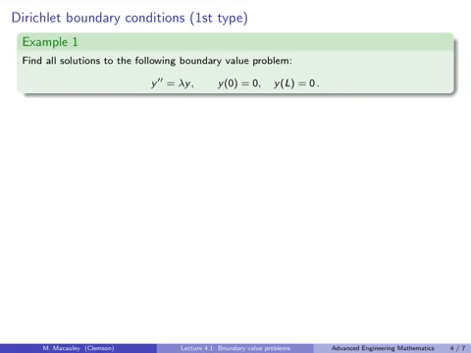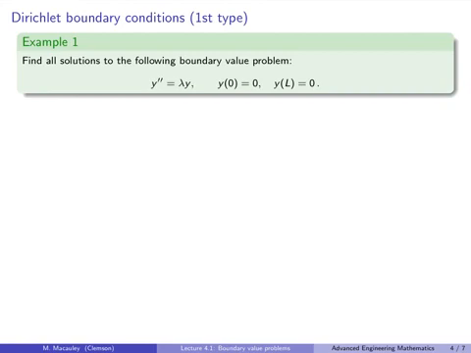Okay, so the first one is: solve the following boundary value problem. Y double prime equals lambda y, subject to the 2 boundary conditions, y of 0 equals 0, and y of L equals 0. So these are both called Dirichlet boundary conditions because we're specifying the value of the function at the endpoints rather than, say, the derivative or a mixture of the two. So this is the simplest case. Now I haven't told you what lambda is.